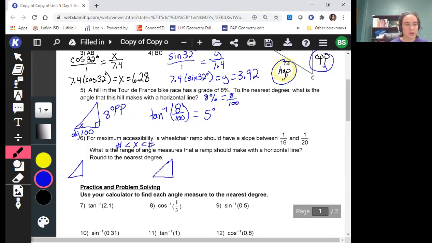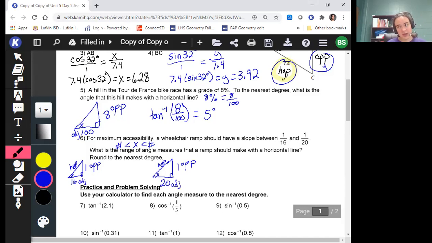Remember the top number is our rise. So both of those are 1. The bottom number is our run. So we have 16 and 20. Remember, hypotenuse is across from our right angle. And we're looking for the bottom left angle. So the 1 is our opposite in both of these. And the 16 and the 20 are our adjacents.